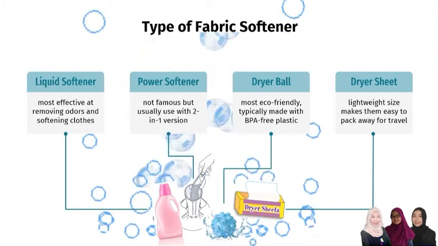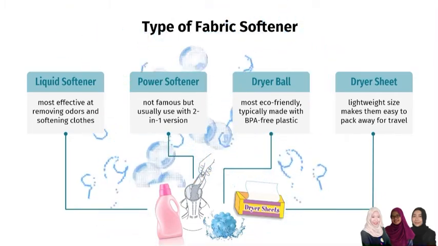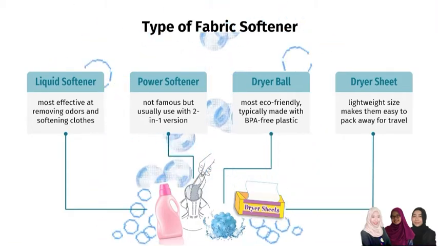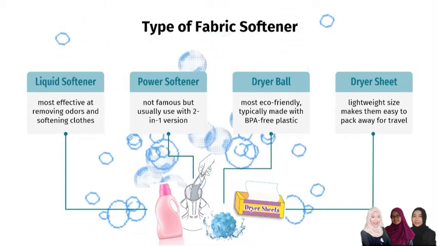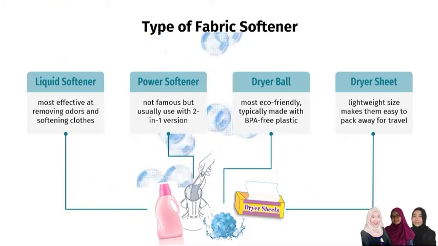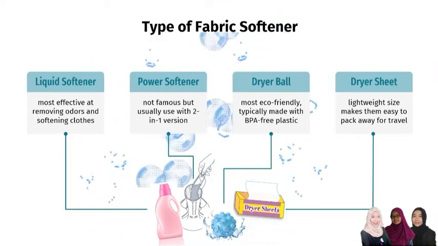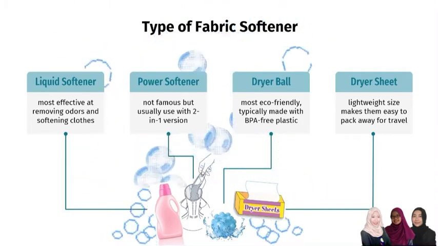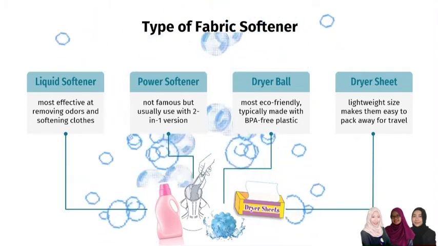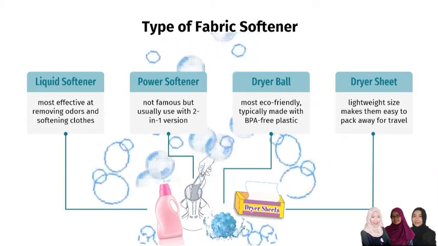Dryer balls are the least expensive and most eco-friendly, as they are typically made with wool or heat-resistant BPA-free plastic. Lastly is the dryer sheet. Dryer sheets, on the other hand, are less expensive. They are lightweight, making them easy to lug or pack away for traveling.